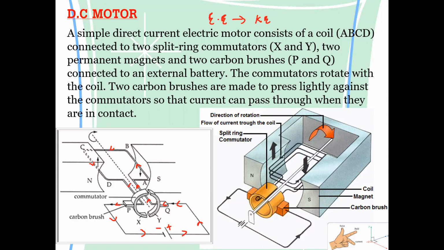We have to use a rule whenever we are finding a force on a wire placed in a magnetic field. So we use Fleming's left-hand rule. According to Fleming's left-hand rule, the index finger, the first finger, should always point towards the south. The second finger represents the direction of the current and the thumb is pointing in the direction of force. So when you see the first figure, sides A and B, when I apply Fleming's left-hand rule, my index finger should point towards south.